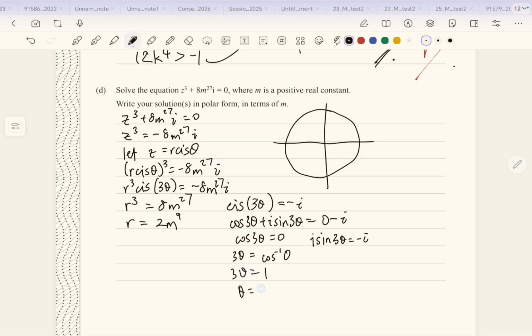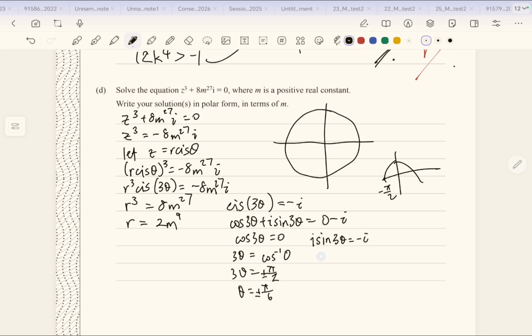So theta equals, no. Cos inverse of 0 is not 1, my bad. Cos of 0 is 1. Cos inverse of 0 should be pi on 2, or negative pi on 2. Doesn't matter, we don't know that. Plus or minus pi on 2. So theta is plus or minus pi on 6.